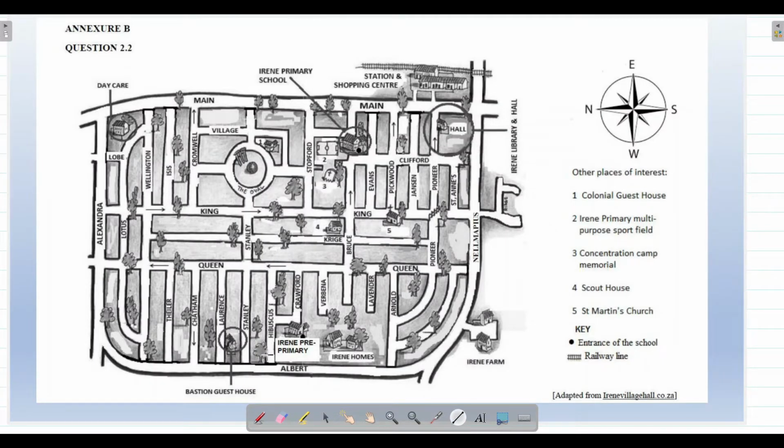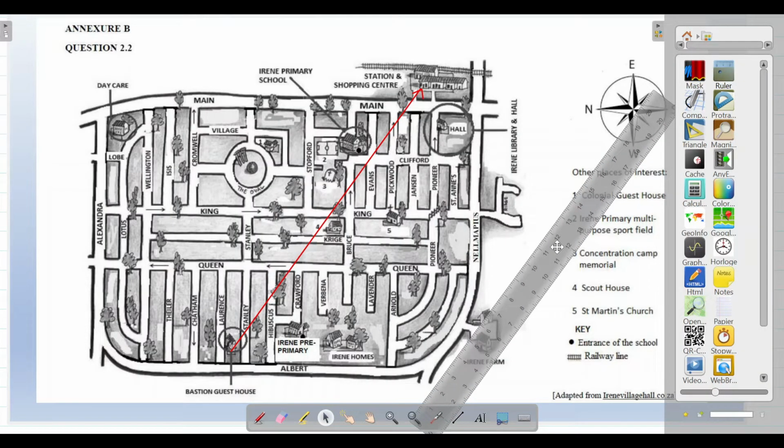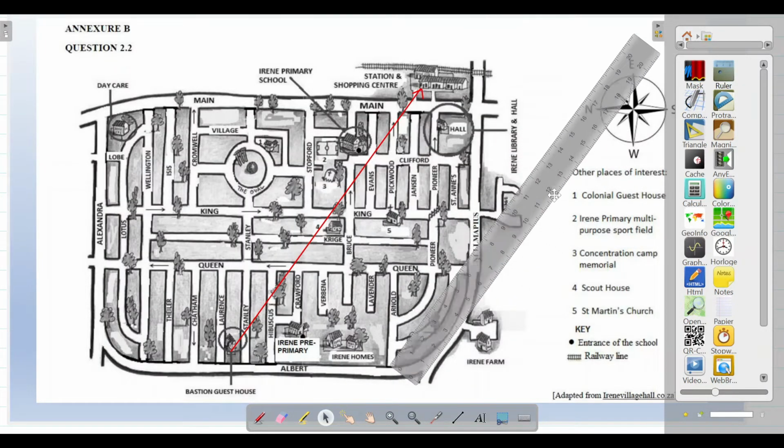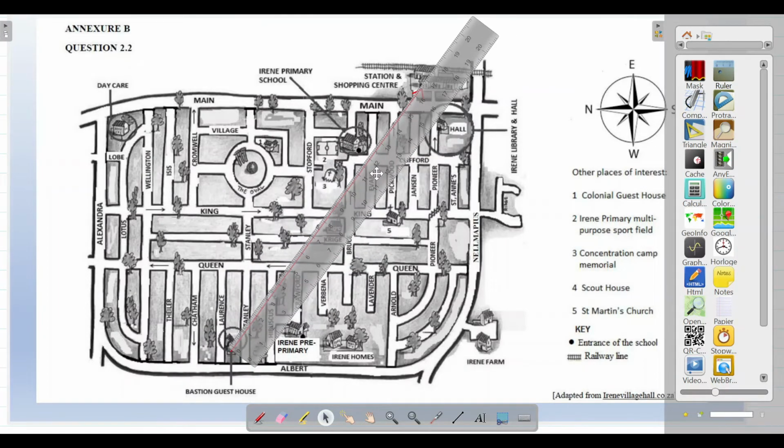Okay, so let's just draw that. I'm going to draw a line from the Bastion Guest House going all the way to the station and the shopping center. So that is that line there. From this line, what do we notice? We can see that we are going in the southeast direction, because this line is facing southeast. So if you were to give a person the general directions, we would say you would move southeast. Okay, so let's just write that down.